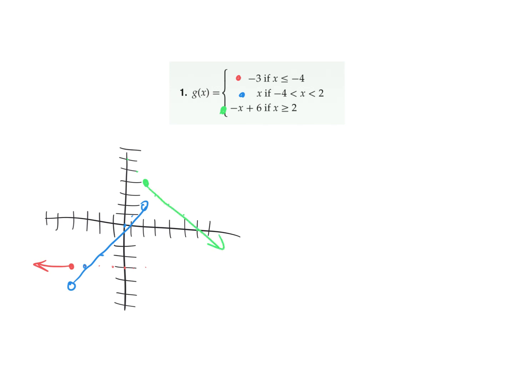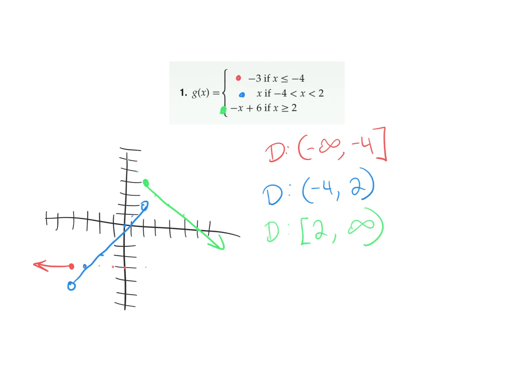Now the domain for our red one is from -infinity to -4. It is included because we have the closed circle. Then we have the domain of the blue one, which is going to be from -4 to 2. Again, not included. And then we have the domain for the green one from 2 to infinity. Again, the 2 is included with a bracket. All right, that is it for today's notes.